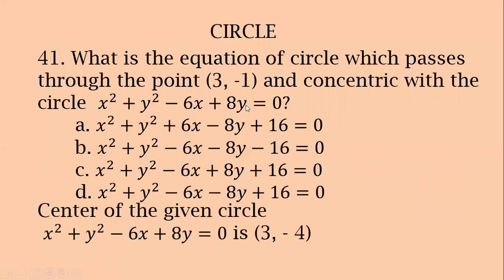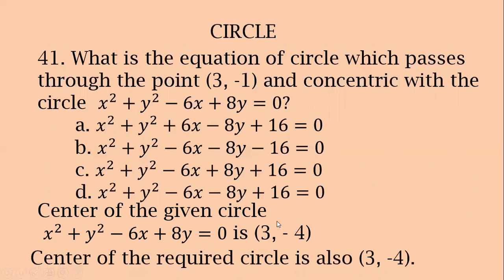So see, what is the center of the given circle? (3, -4). So (3, -4) will be the center of the required circle also. And the circle passes through (3, -1). So what will be the radius? This is the center and it passes through (3, -1), so this will be the radius. So this is the center and this is the radius.